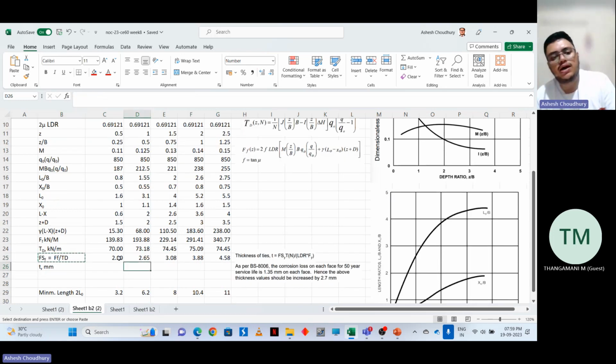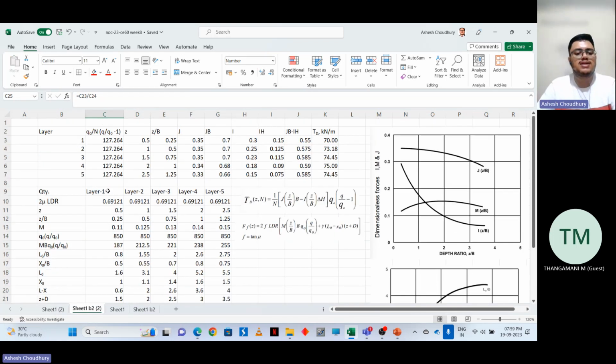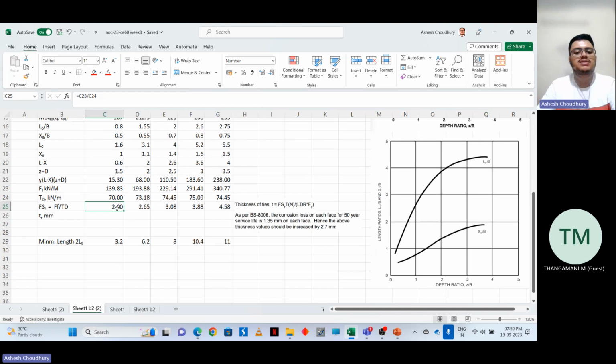Okay. So you can see here that for first layer, our factor of safety is actually not greater than 2.5. Okay, it should have been greater than 2.5, but we are not getting 2.5. So this won't actually work. So what we can do is that maybe we can reduce the number of layers to 4 layers. We have to do another try on this.